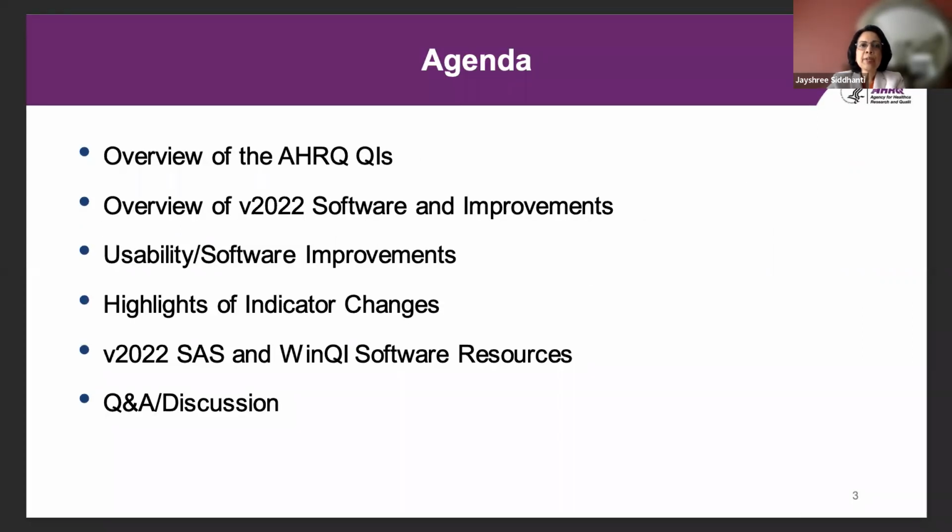The agenda for today: we will begin by providing an overview of the AHRQ quality indicators, followed by an overview of the version 2022 software and improvements. Next, we will review usability software improvements in the version 2022 release, followed by highlights of indicator changes. We will also review where you can find version 2022 SASQI and WinQI software resources. Finally, we will have a question and answer discussion.